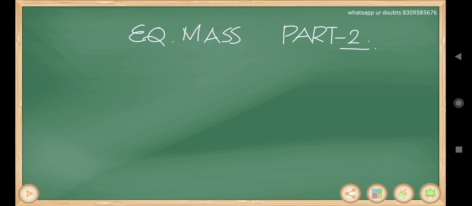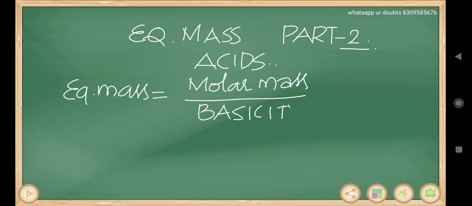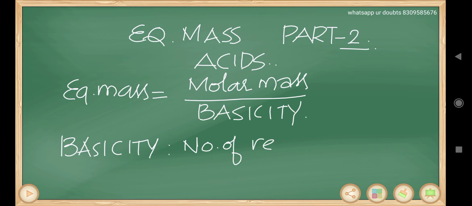Equivalent mass of acids we will discuss in this session. For acids, equivalent mass is equal to molar mass divided by basicity. What is basicity? Basicity of an acid is the number of replaceable H plus. Number of replaceable H plus is known as basicity.